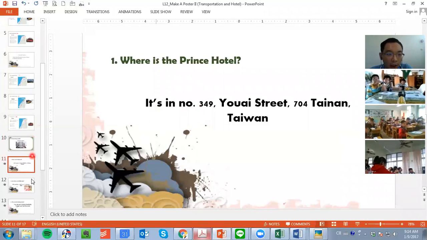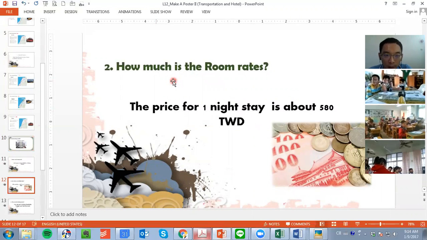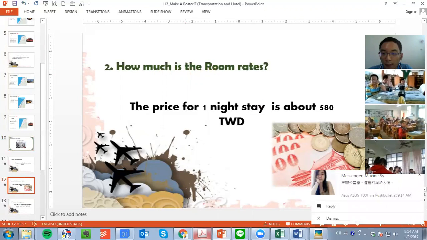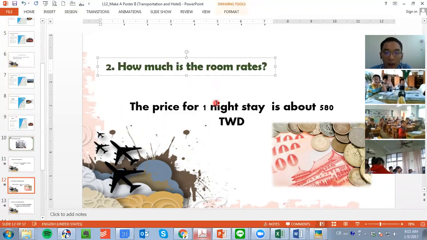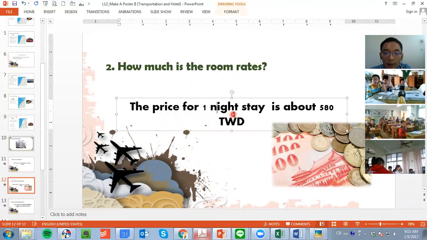Room rates. Now, everybody, let's read it. How much is the room rate? The price for one night stay is about 580 Taiwan dollars. You can also say NTD, New Taiwan dollar. Okay, both are correct, so foreigners can read both.